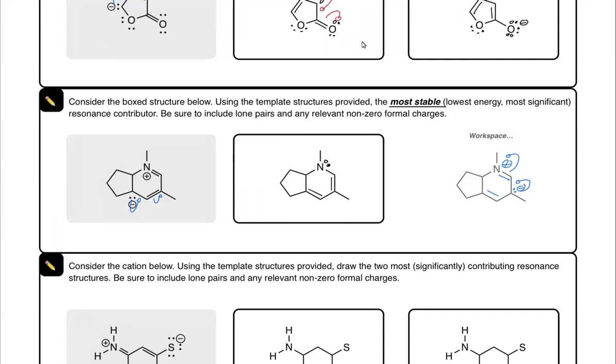Now, if it helps in this type of problem, you can draw other contributors, as we did here, visualizing the workspace, but ultimately make sure your answer is the most stable resonance structure, if that's what you're asked to draw.